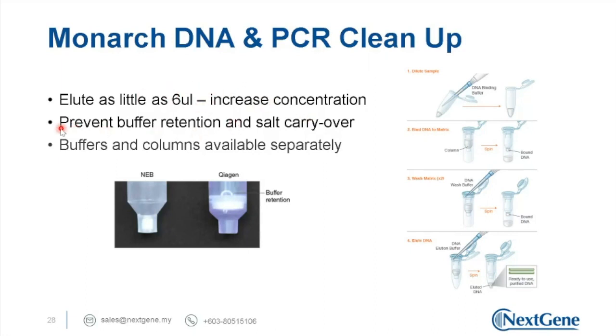Okay. And then with some kits like the Monarch, we are able to prevent buffer retention and prevent salt carryover. So this also helps with the second issue that I mentioned earlier, where salt carryover might cause early signal dropping, the slope effect of the signal dropping and causing the DNA sequence to end earlier. Okay, so for the Monarch kit, we also sell the buffer and column separately. So if you just finish a buffer, you can just buy the buffer separately. If the column is finished but you have a buffer, you can just buy the column.